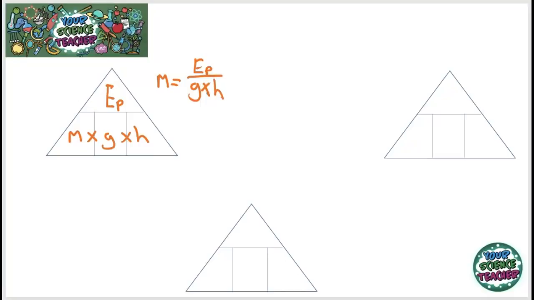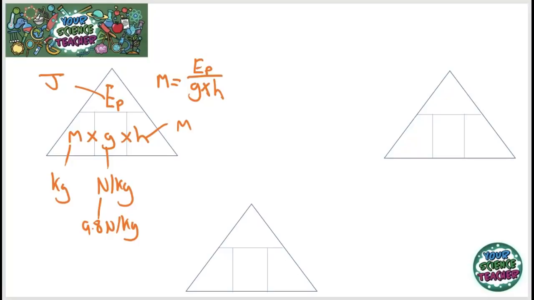Now, it is important to know the units of all of these as well. For example, energy is always measured in joules, mass is in kilograms, gravity is newtons per kilogram, and the value on Earth is 9.8 newtons per kilogram. It might say in an exam to use 10, but usually it uses this value of 9.8, and height is measured in meters.